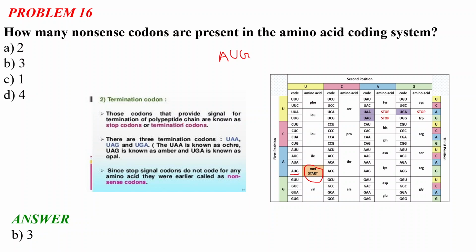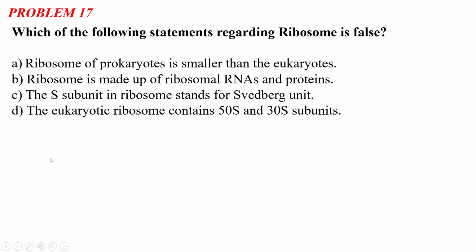So just remember that there are 3 nonsense or stop codons, which are UAA, UAG and UGA. They do not incorporate any amino acid, and they signal to stop the polypeptide chain formation, okay. And you don't need to remember which codon incorporates which amino acid. Just remember AUG codes for methionine, and it is the start codon which starts the polypeptide synthesis, okay.